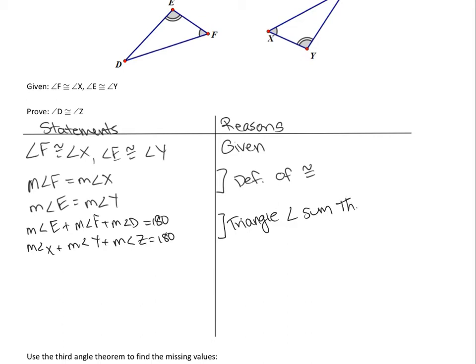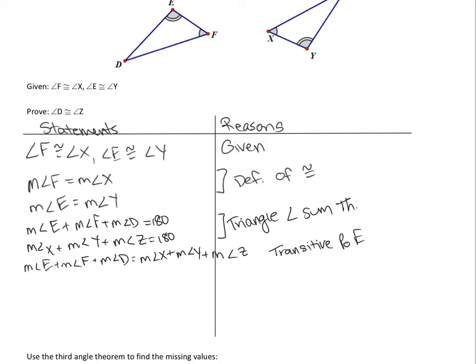And let's keep going. I see that now I have two things that are equal to the same thing, so they can be set equal to each other. Measure of angle E plus measure of angle F plus measure of angle D equals measure of angle X plus measure of angle Y plus measure of angle Z by the transitive property of equality, because we're in equal signs.